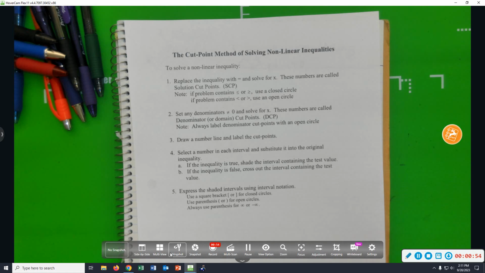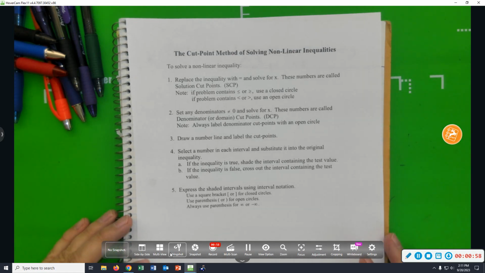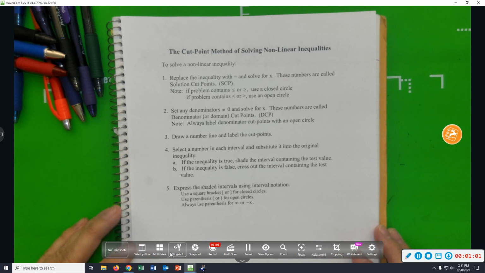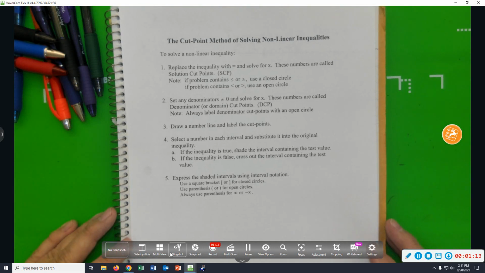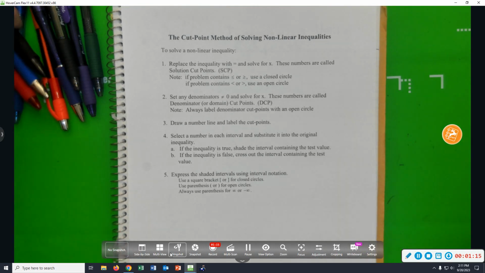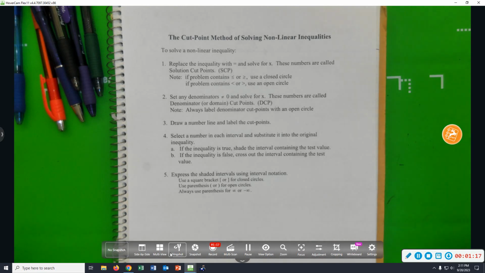Okay. The cut point method is really an amazing method for solving inequalities. Remember, I mentioned the last time that an inequality is anything that has an inequality symbol, a less than, a greater than, a less than or equal to, or a greater than or equal to. This is a very logical method for solving inequalities.